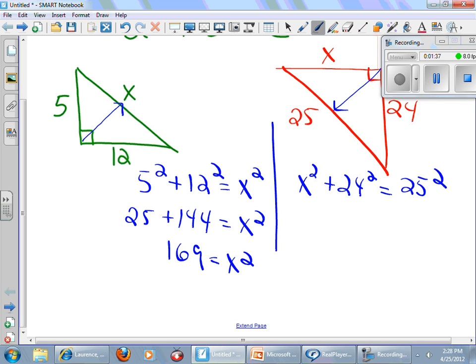Have I solved for x? No, I've solved for x squared. I need to solve for x. I take the square root of each side, or the radical in this case for the algebra kids, and I get 13. x has to be 13.